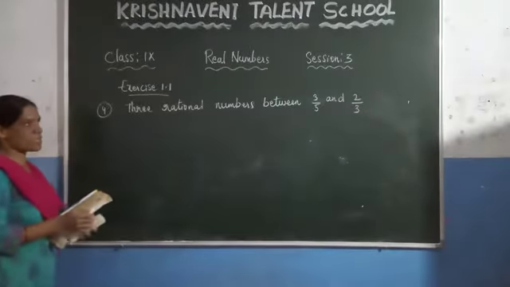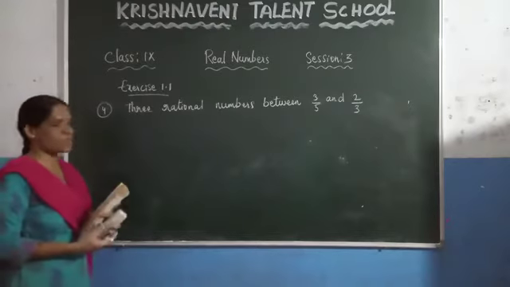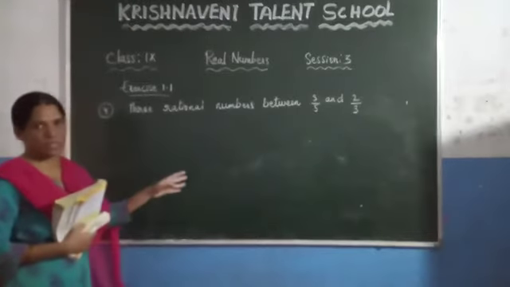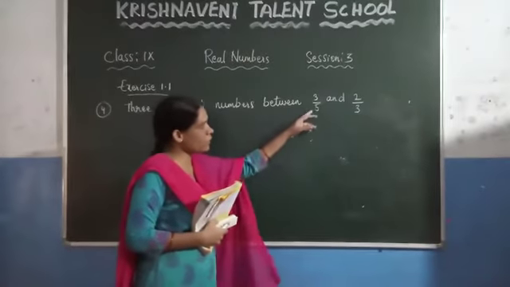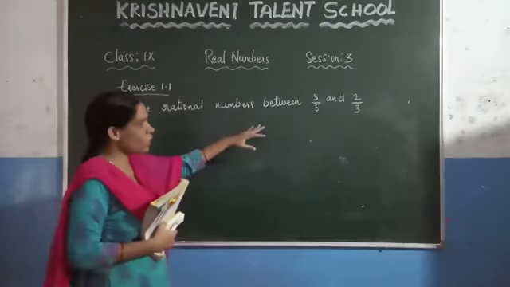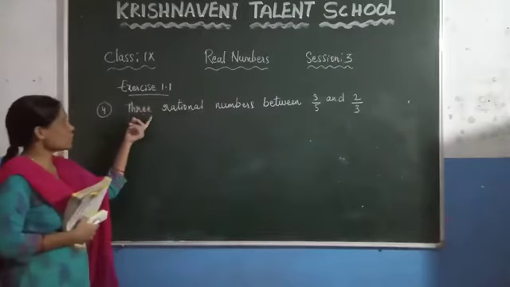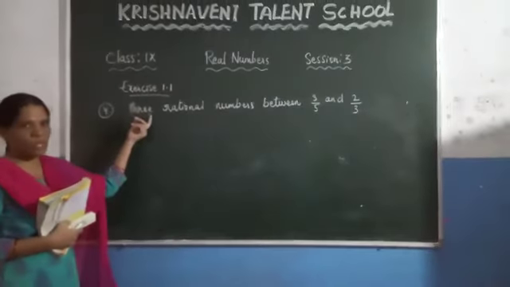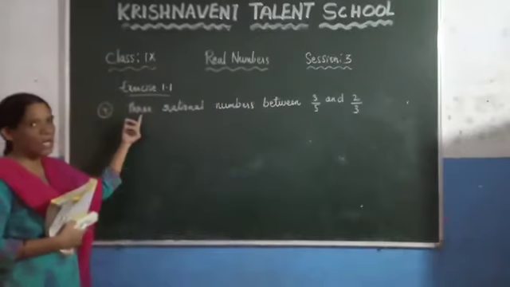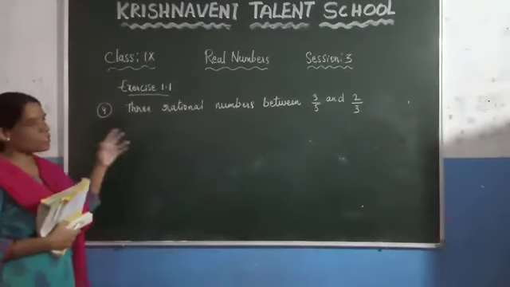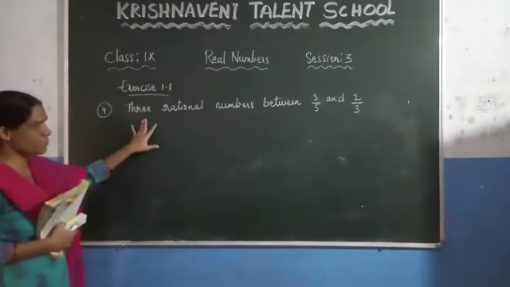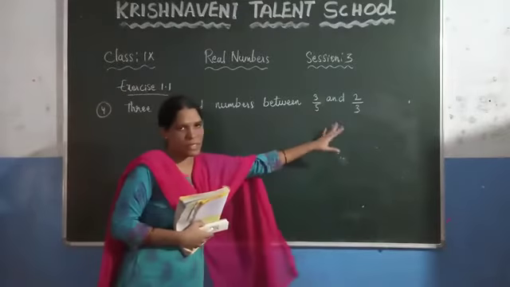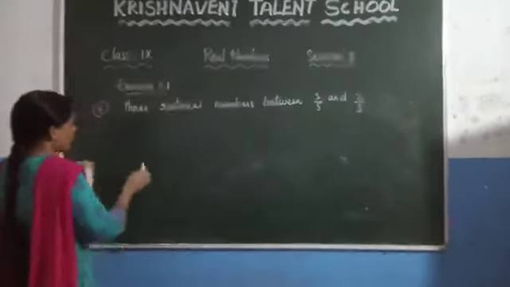Here it is the same type of question, but in this question they have given the numbers in the form of fractions. In the previous question they gave 1 and 2. In this question they have given 3 by 5 and 2 by 3. They asked to write 3 rational numbers. So what is our first step? Just add 1 to this number, right? Before that, make the denominators equal. Consider 3 by 5.